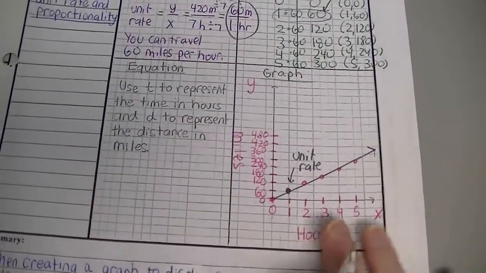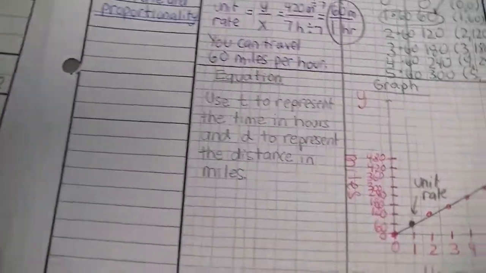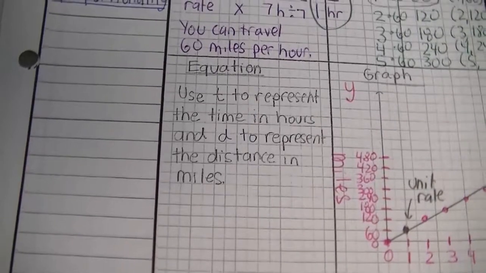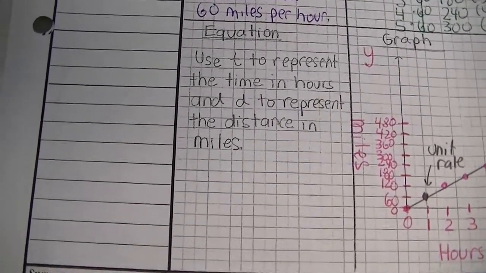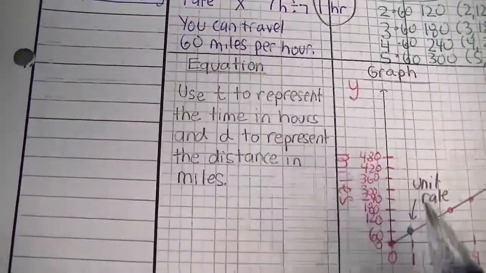Okay, now let's tie it all together. Let's go ahead and look at the equation. It says use t to represent the time in hours and d to represent the distance in miles. So before you get all stressed out about the t and the d, let's start with what you already know, what I've already taught you.